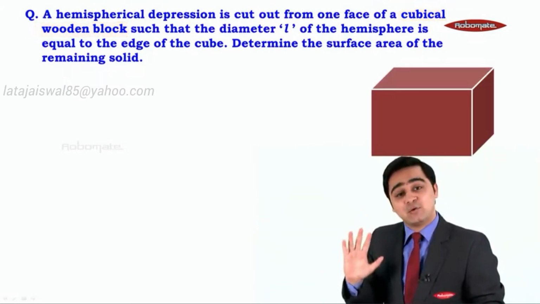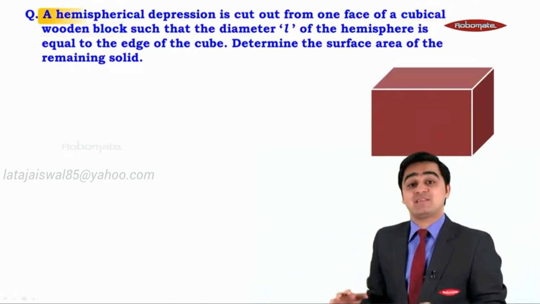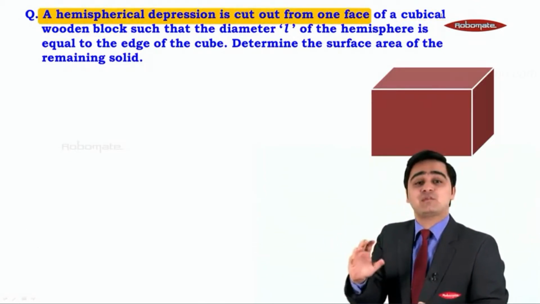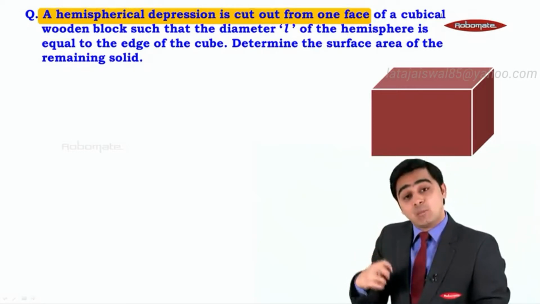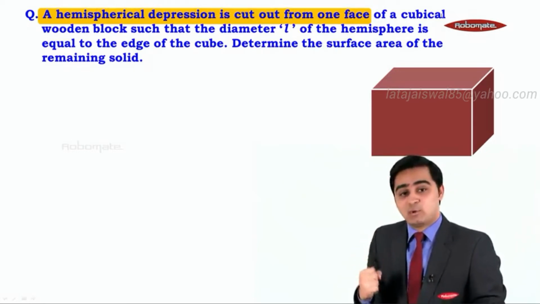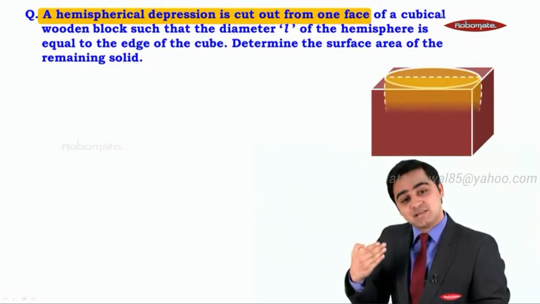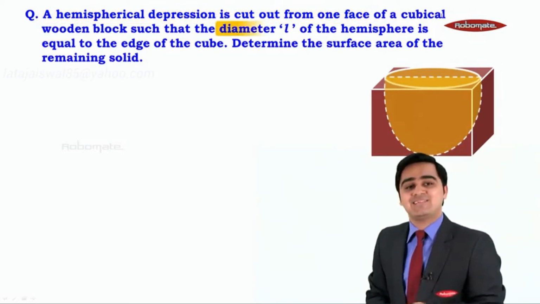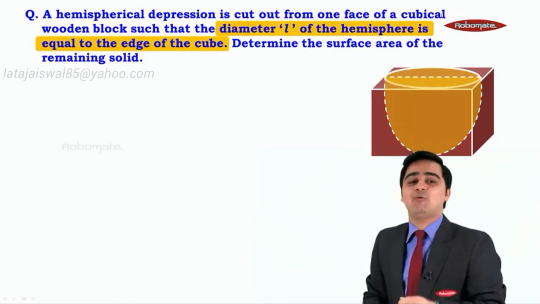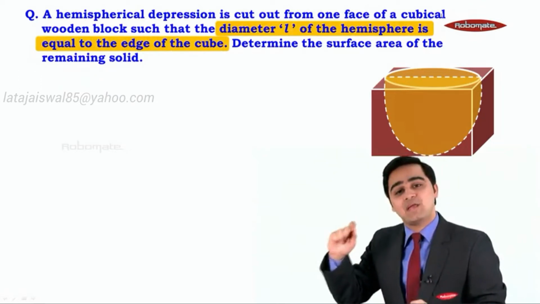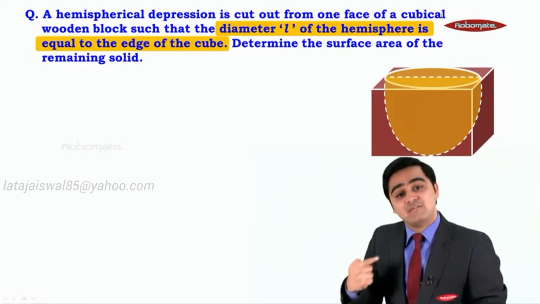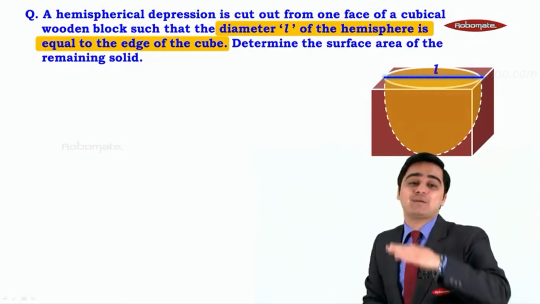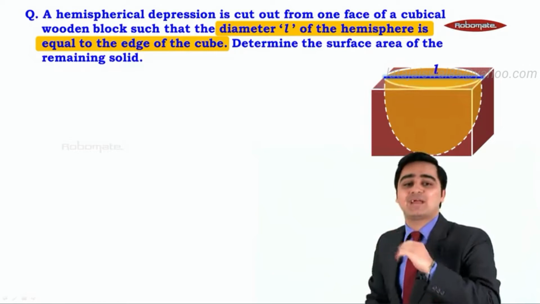We have a cubical wooden block. It says that a hemispherical depression is cut out from one face of this cubical wooden block. So from one of the faces of this cubical wooden block, a hemispherical depression is cut out as shown in the figure. Next, it says that diameter L of the hemisphere is equal to edge of the cube. They have given us the diameter of the hemisphere is L, and this diameter of the hemisphere is equal to the edge of the cube.